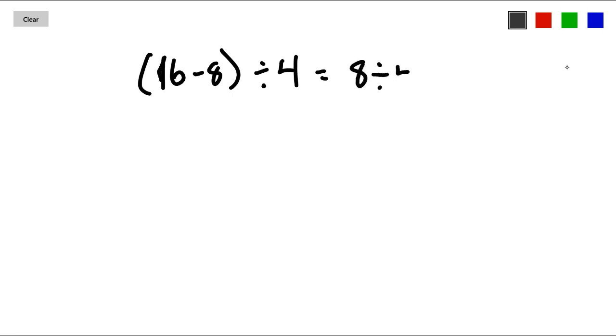Let's say that I had 16 minus 8, divided by 4. The first thing I'm going to do is take care of the things inside of the parentheses. So I have 16 minus 8, which gives me 8. Now there are no more parentheses and no more exponents, so the only thing left to do is dividing. So 8 divided by 4 gives me 2. That's going to be the final answer, since we can't simplify this any further.